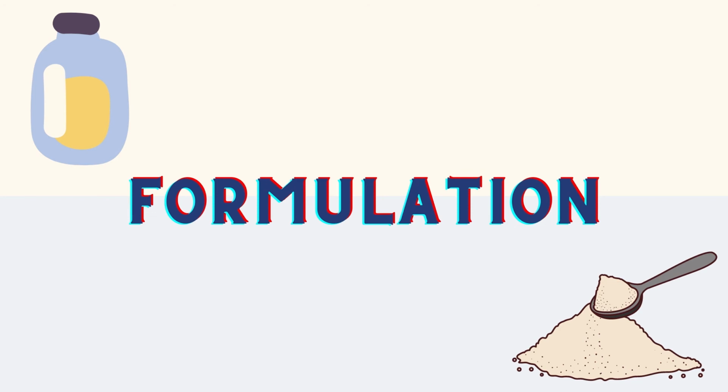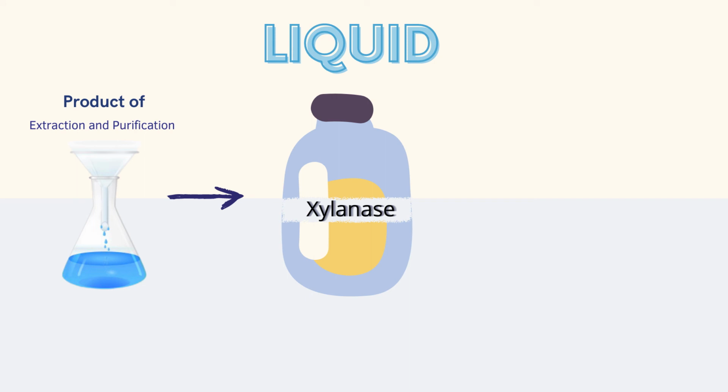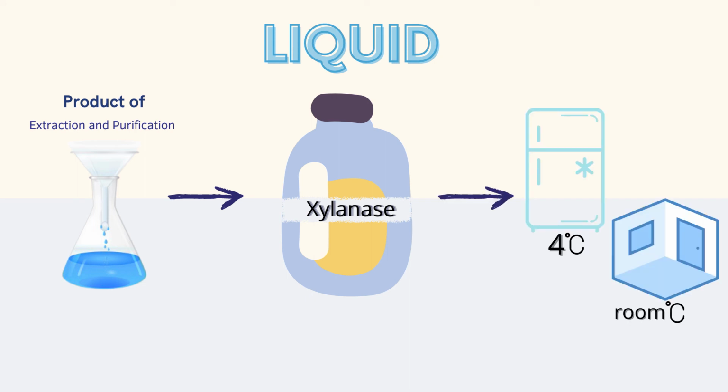Regardless of whether purification is performed after extraction or not, the last step of the fungal xylanase production is the formulation, or the packaging step. Fungal xylanase can be packaged in 2 different forms, liquid and powder. For liquid, the product from extraction or purification can simply be placed in a container, mixed with stabilizer, and then stored at an appropriate temperature, in which storing at 4 degrees Celsius can make the enzyme last longer compared to room temperature. For packaging in powder form, there are 2 options.